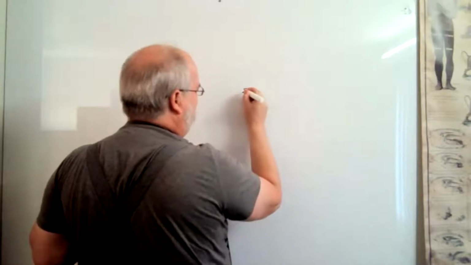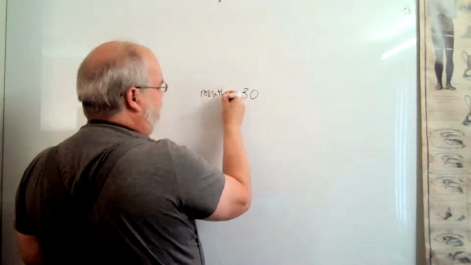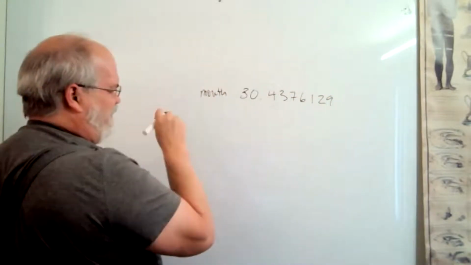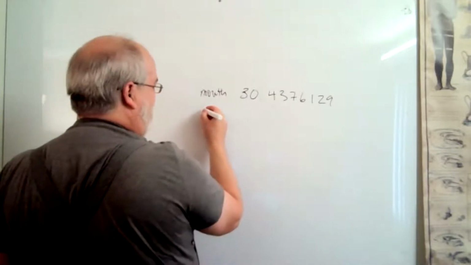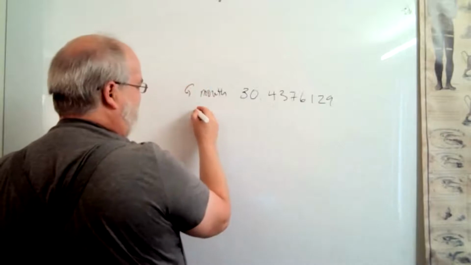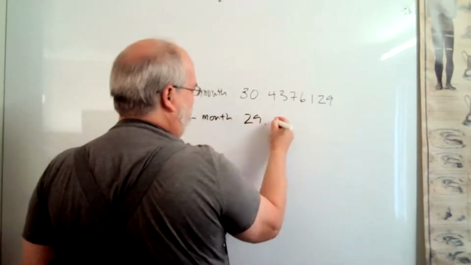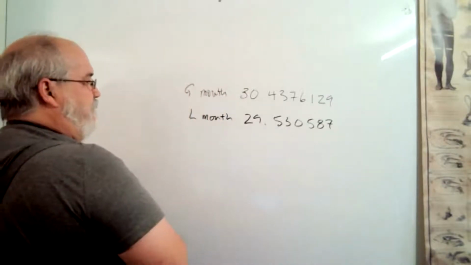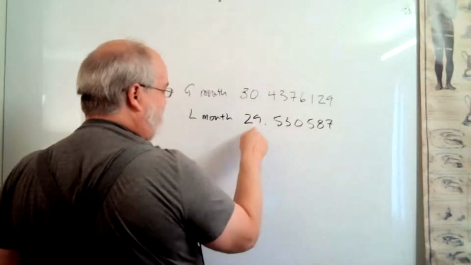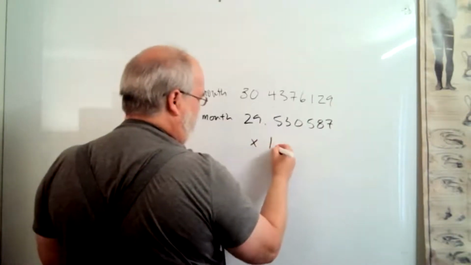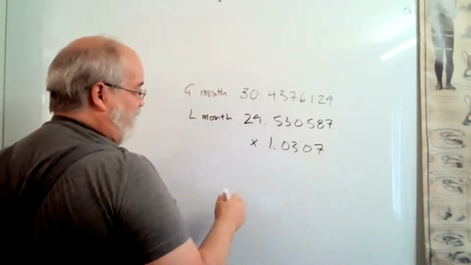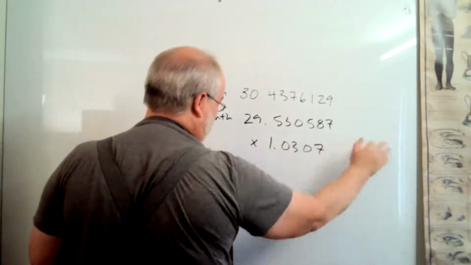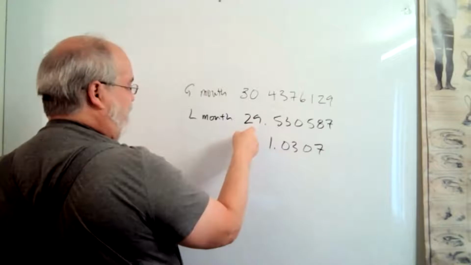Now, I'm not sure if I got the exact number, but a Gregorian month is 30.43, I think it's 76129. I could be wrong. It could be 67. I always get those mixed up. And so that's a Gregorian month, and a lunar month is 29.530587 or 588. Now there's a conversion ratio. If I want to convert this into this, I would have to multiply it by 1.0307. And if I multiply this, I will roughly get this, not exactly to this many decimal points. But this is how I convert a month into a year.